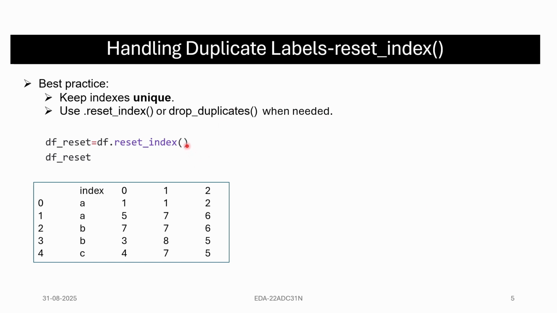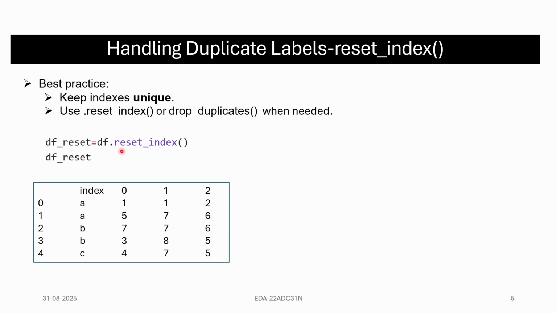So the best practice is to keep the indices unique always. For that purpose, you can either use the method reset_index or drop_duplicates wherever they are applicable. Now let us see the behavior of these two methods. If you use df.reset_index, it is going to consider the entire data frame along with the index as another data frame, and it is going to give the default index ranging from 0 to 4.